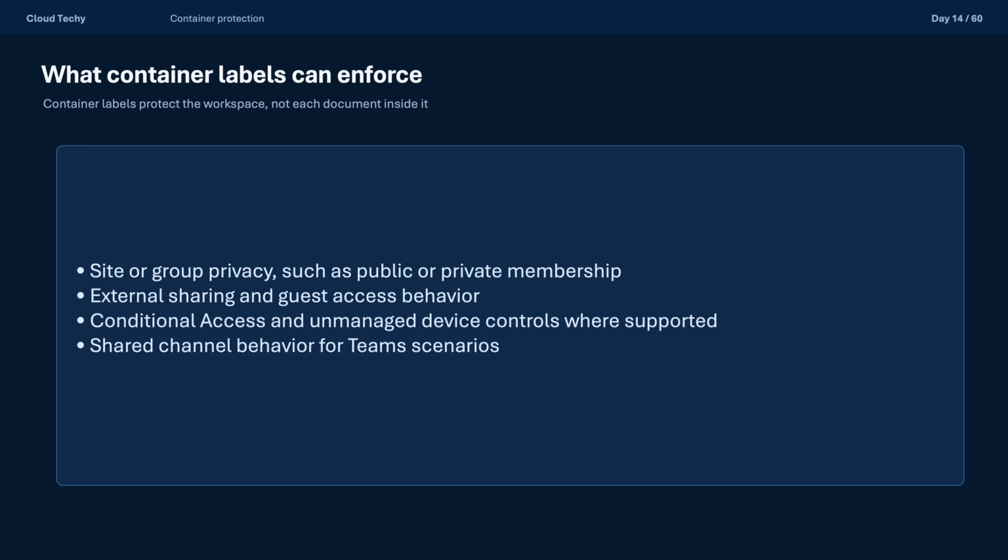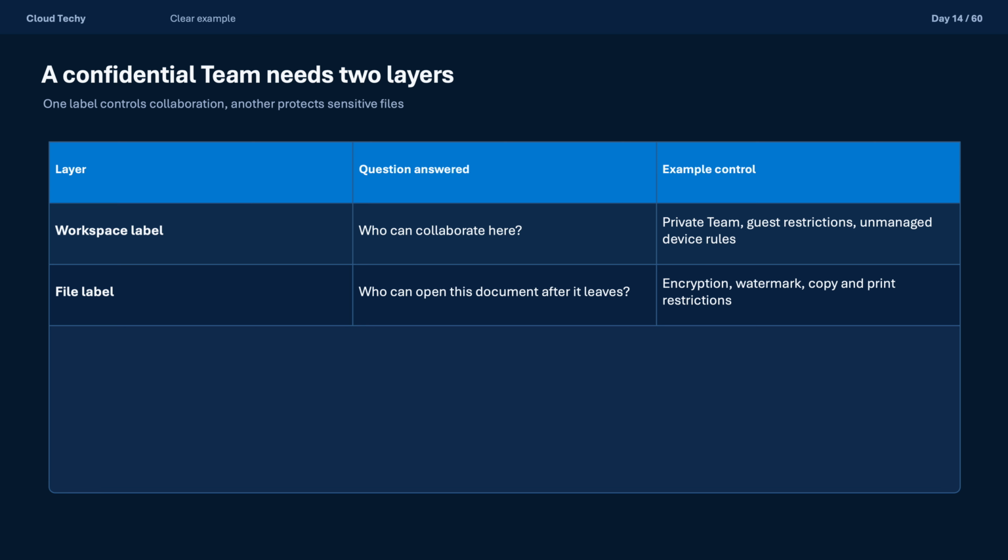Microsoft documentation is very explicit on this point. Items in those containers do not inherit item-level label settings, such as encryption and content markings, simply because the container has a label. If the file needs protection, they need content labels as well.